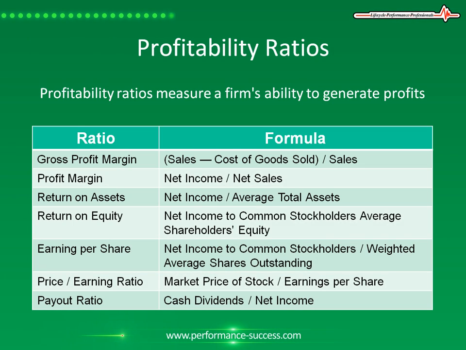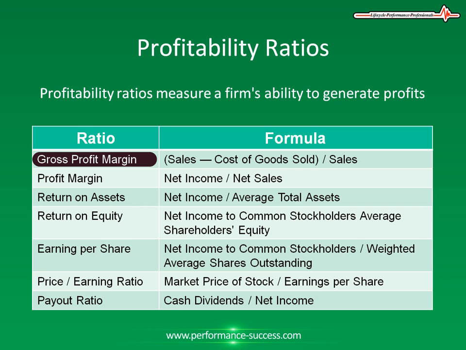Profitability ratios. Profitability ratios measure a firm's ability to generate profits. There are a number of common profitability ratios, which we're going to discuss. The first is gross profit margin. This is sales minus cost of goods sold divided by sales.